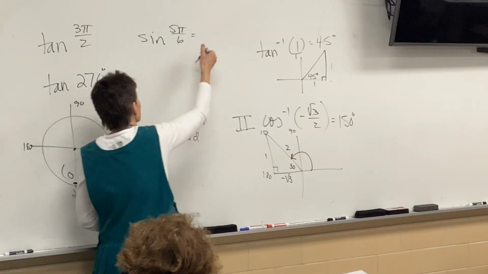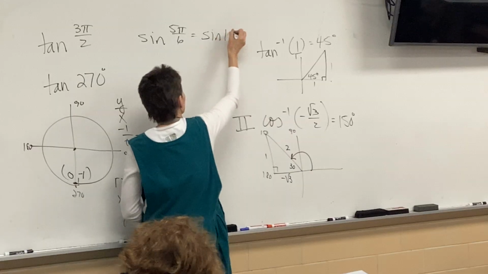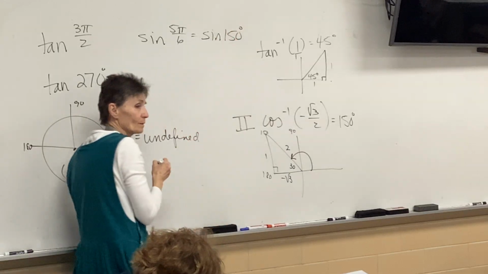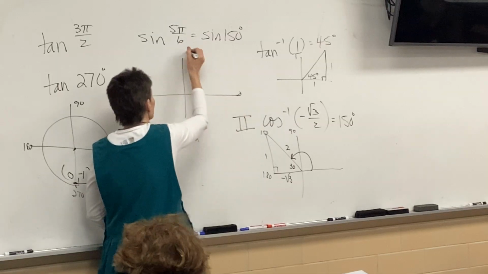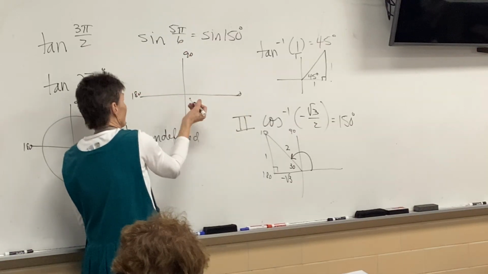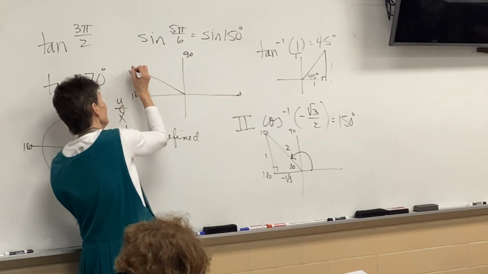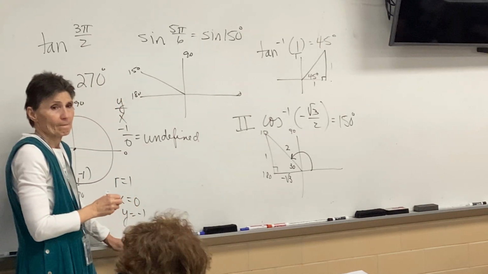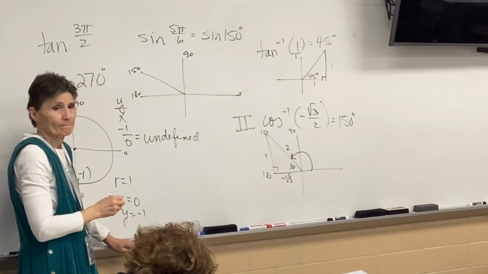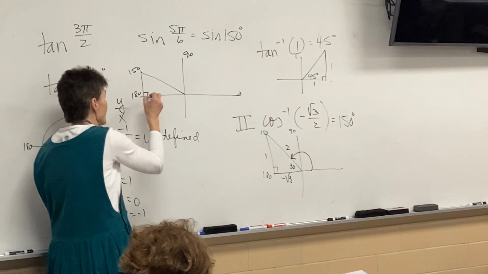Rinse and repeat. This is 150, right? However, this time, we're not on the line. This time we're out here. So we'll make a triangle this time.